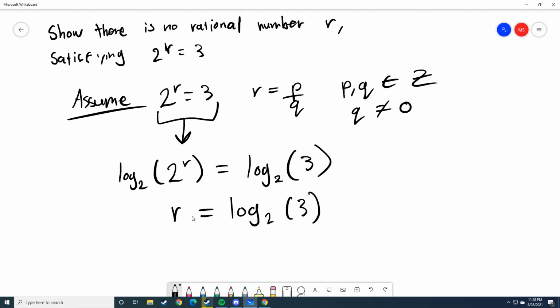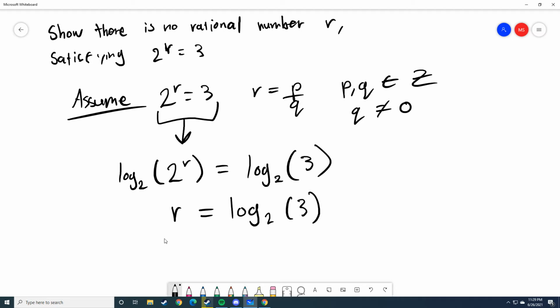Okay, so I think we all agree that these are valid algebraic steps. We can take the log of both sides of the equation, and log base 2 is just asking, well, what do I raise 2 to get this value? And the value that we input is 2 to the r, and so to get that value you would raise 2 to the r power. So I think we all understand that.